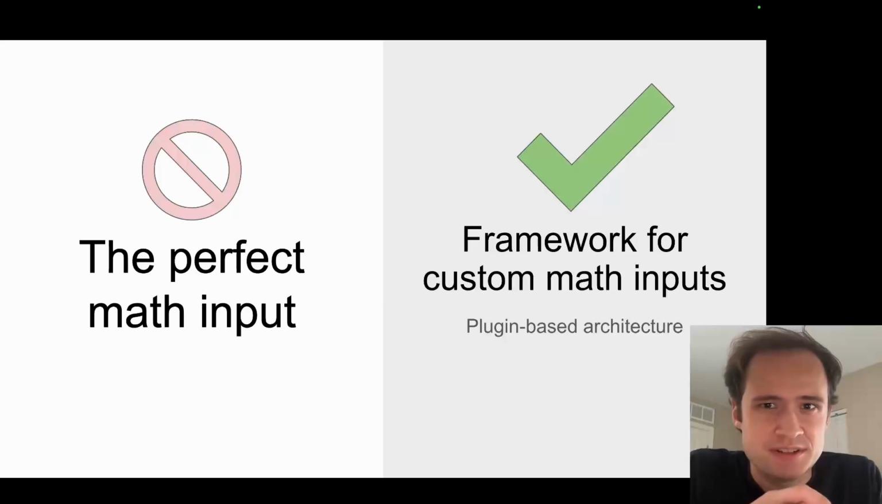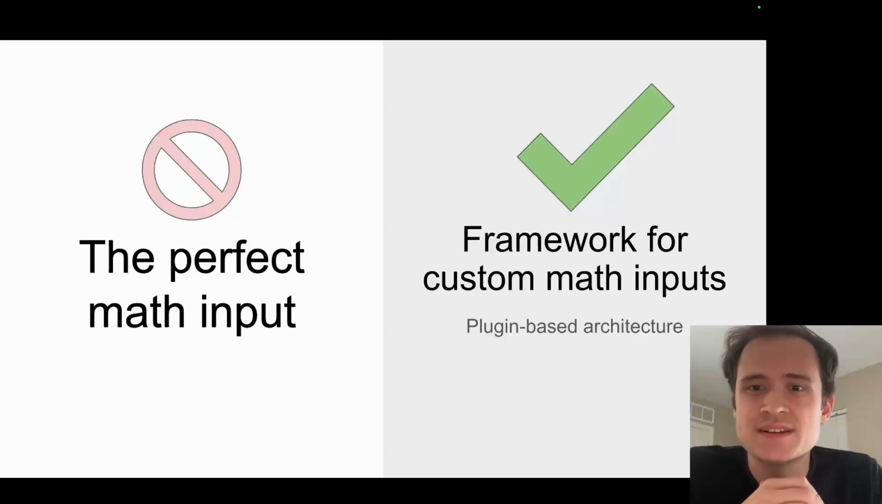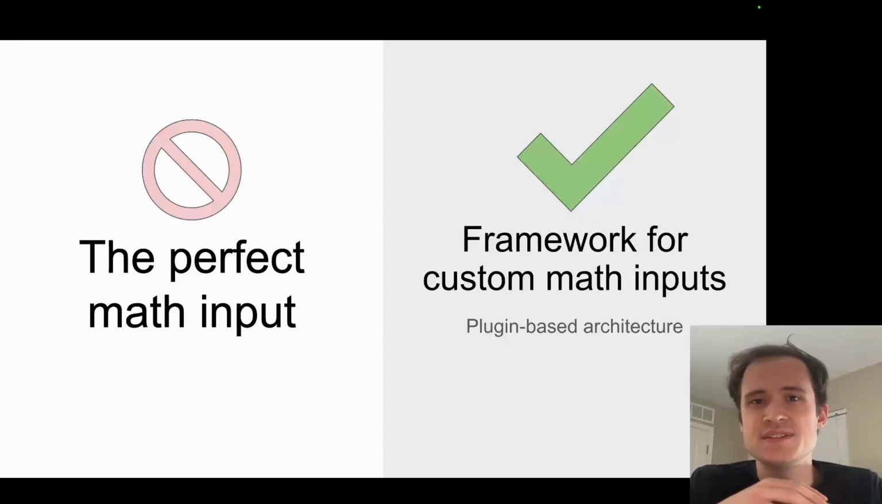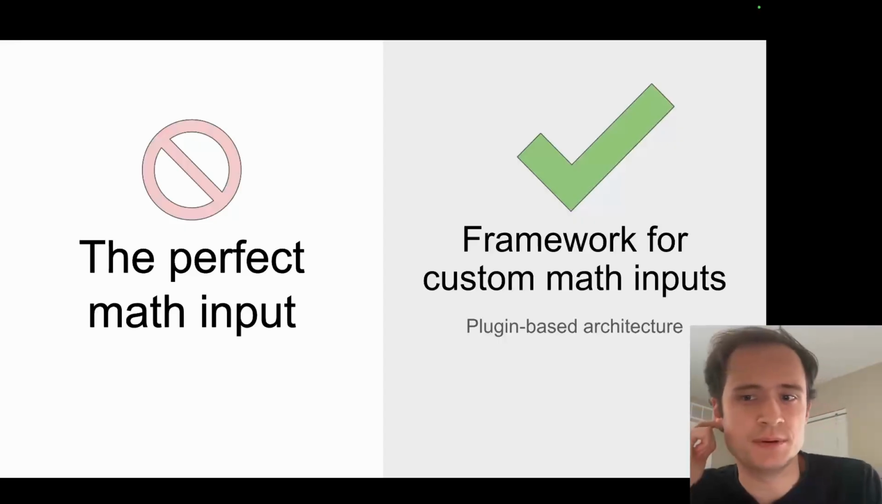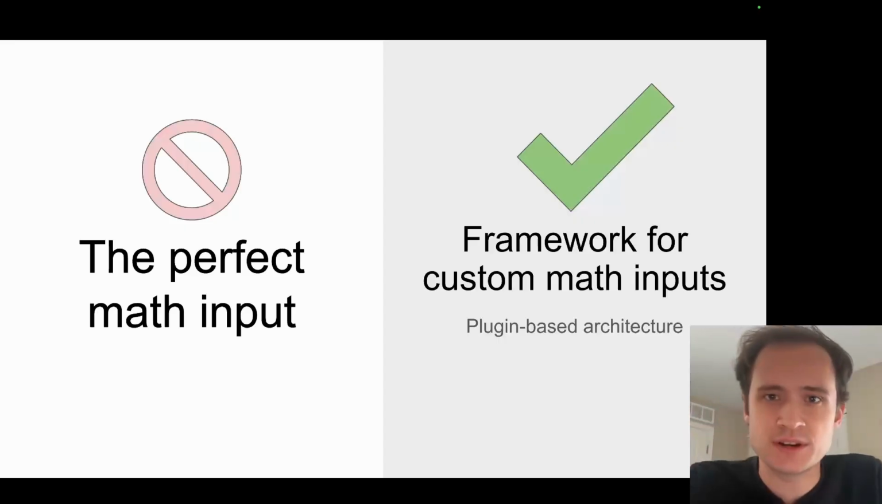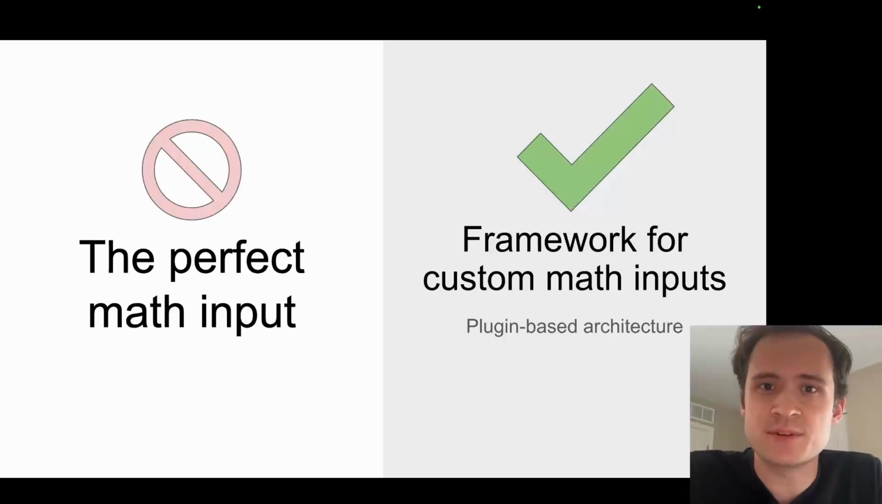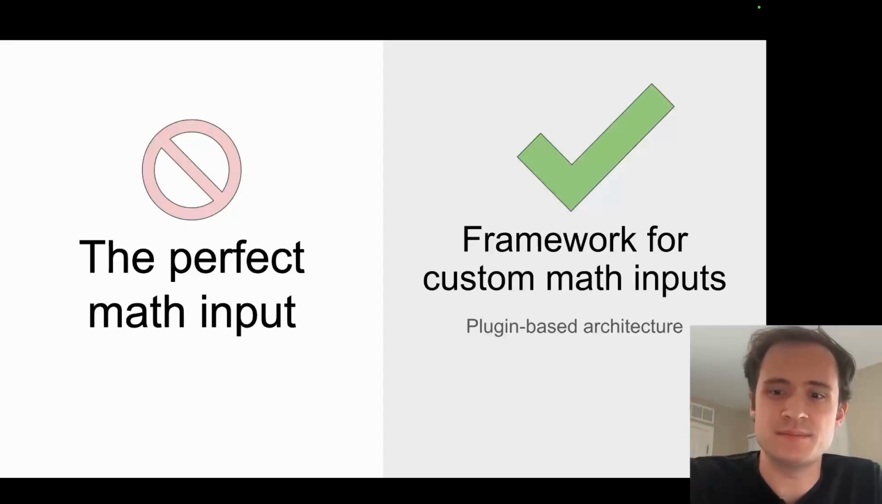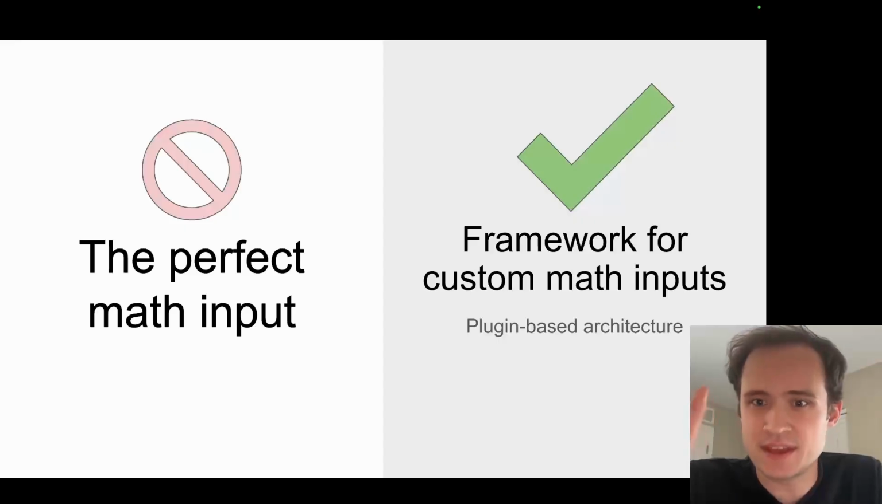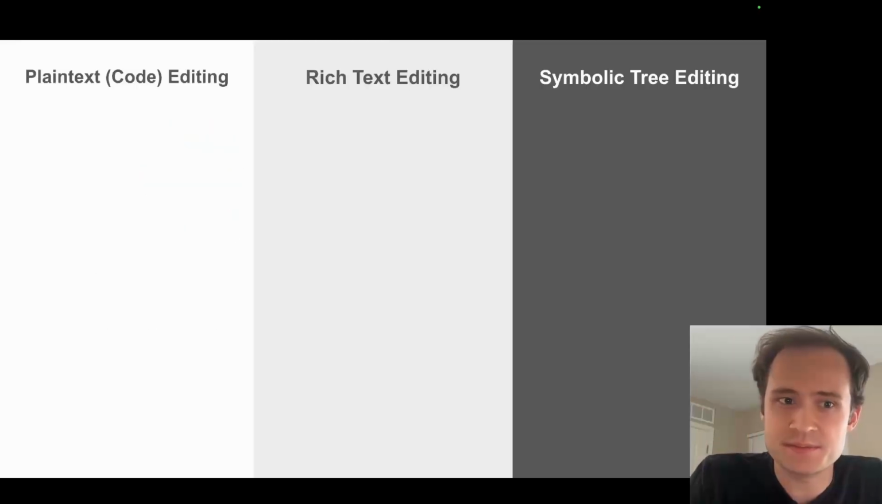All the existing ones, like MathQuill and the alternatives, are trying to build the perfect math input, but I think there's precedent out there for something better, which is instead of trying to just build a math input, we can build a framework that allows people like Desmos or Khan Academy or any of us who want to make math tools to use that framework to design a totally custom math input. And this is where that plugin-based architecture, I think, really comes in.